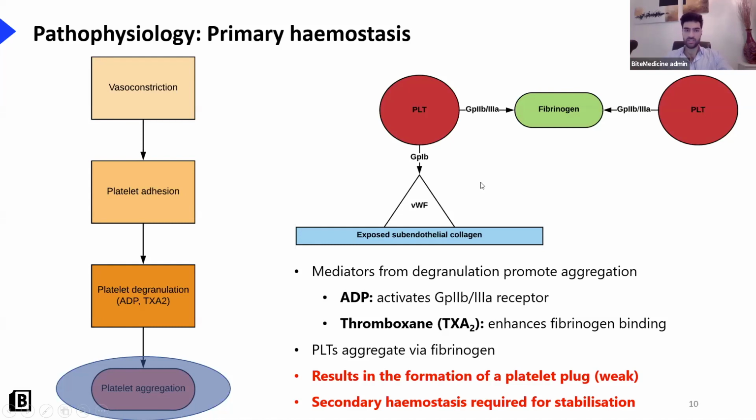But that's primary hemostasis. You get the vasoconstriction, the platelets then adhere to the vessel wall through von Willebrand factor and the GP1B receptor. The platelets then release a bunch of chemical mediators such as ADP and thromboxane. And eventually you end up with a platelet plug, which involves platelets bound to fibrinogen.